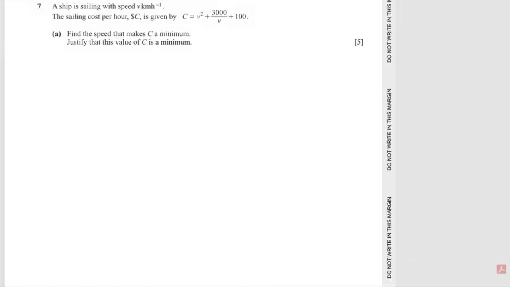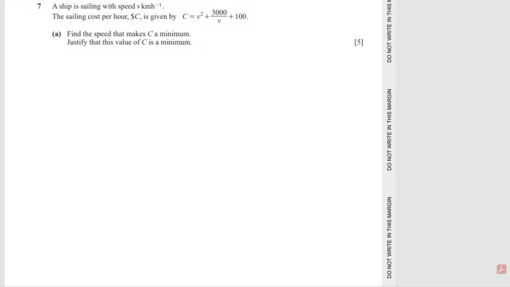Question 7. A ship is sailing with a speed of v kilometer per hour. The sailing cost per hour, C dollars, is given by this function. Part A. Find the speed that makes C a minimum. Justify that this value of C is a minimum.